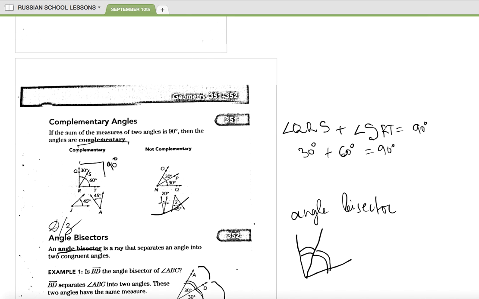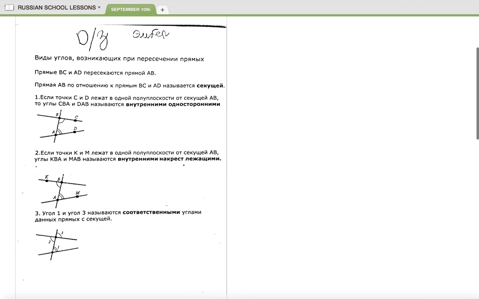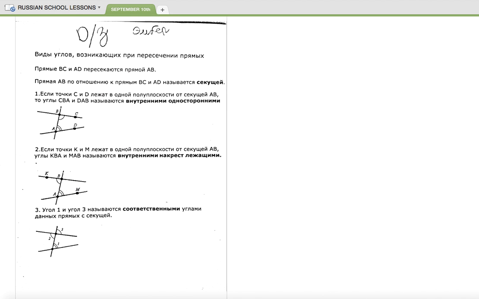That's the English complementary angles. If the measures of two of them together give 90. But this is the Russian stuff. So they are talking about angles that are formed by crossing two lines, by line BA, AB, and whatever that line is.